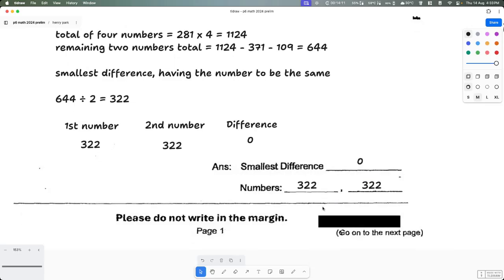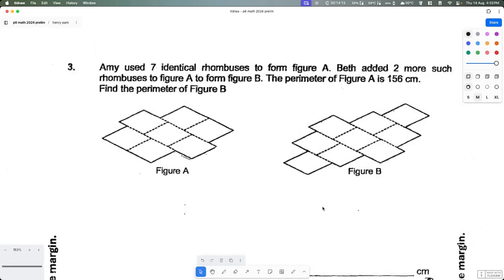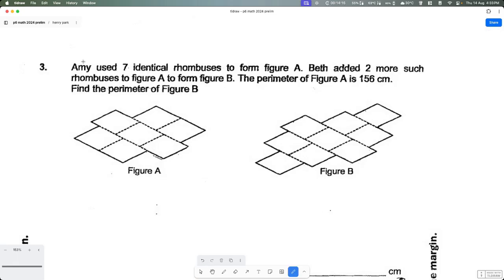That's it. Let's move on to the next question. Question number 3. It says here, Amy used 7 identical rhombuses to form figure A. Beth added 2 more such rhombuses to figure A to form figure B. The perimeter of figure A is 156 centimeters. Find the perimeter of figure B. For this, you probably know that the figure itself will look something like this over here.